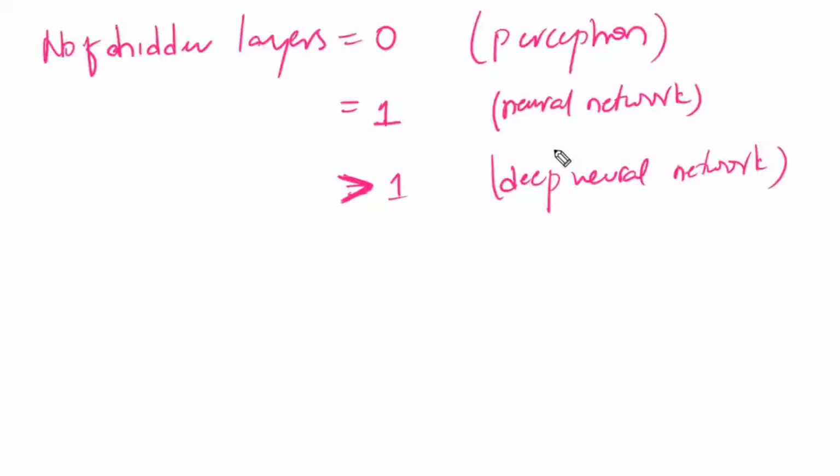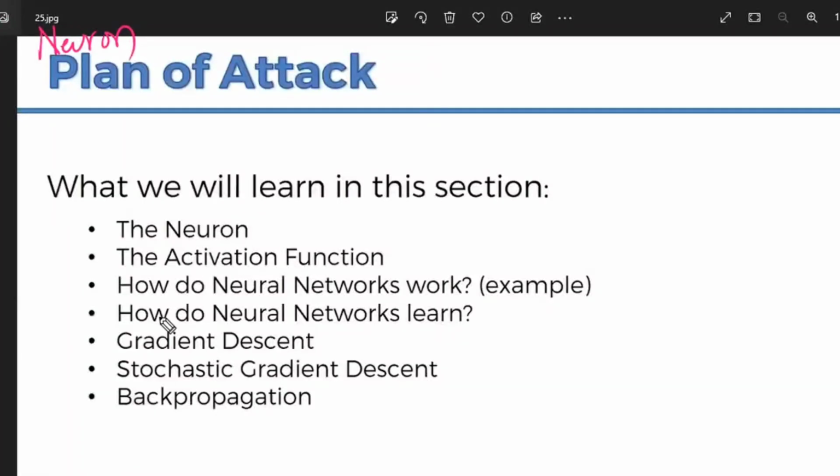Right? Now, so here, what is a neuron? Any neuron. What is a neuron? First, let us start with neuron, one by one. So, first one is neuron.